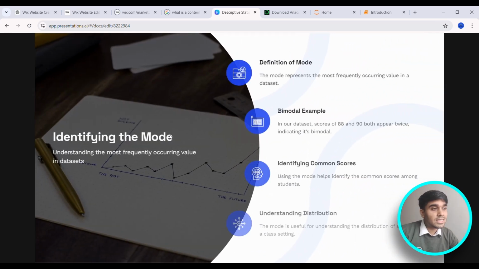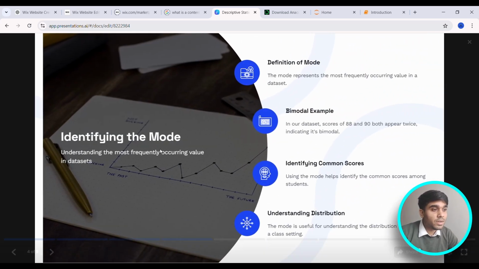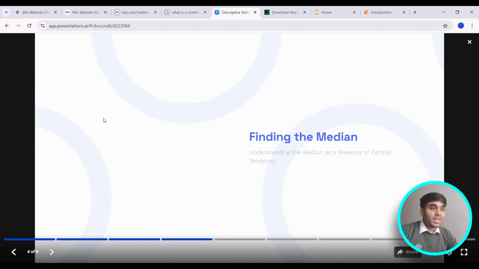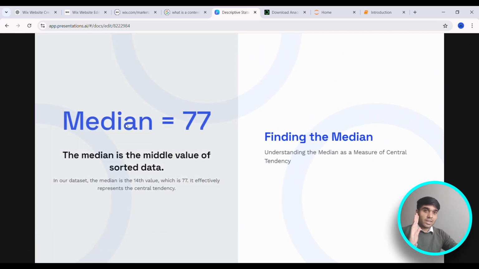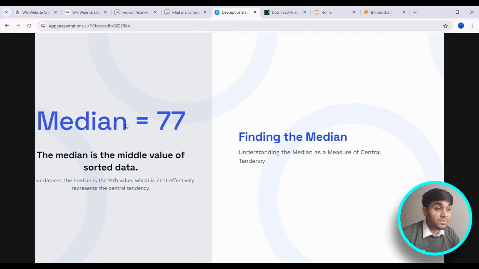Okay, let's say why we have median in the first place. If you have the entire dataset in ascending order, 50% of the dataset is below 77, and 50% of the dataset is above 77. So we can conclude that we are in the top 50 percentile, right? So we can conclude that with median.